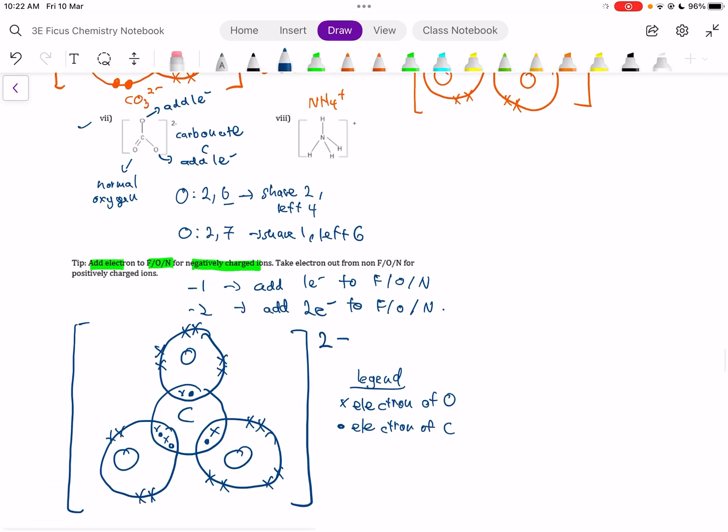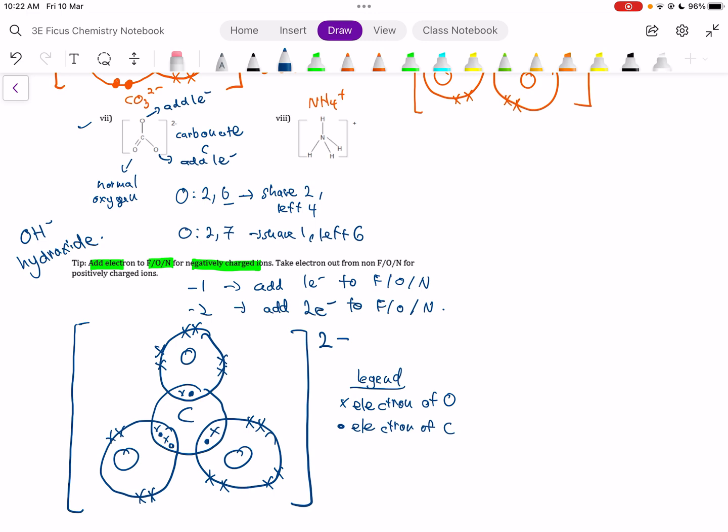Okay, then maybe you can go back and just try this OH minus, hydroxide. It looks a bit like the chlorate one. Yeah, you need to add 1 electron to the oxygen. Okay, now I look at a more special one. Because usually now you share 2, the other atom will share 2 with you. Okay, but this case is not.